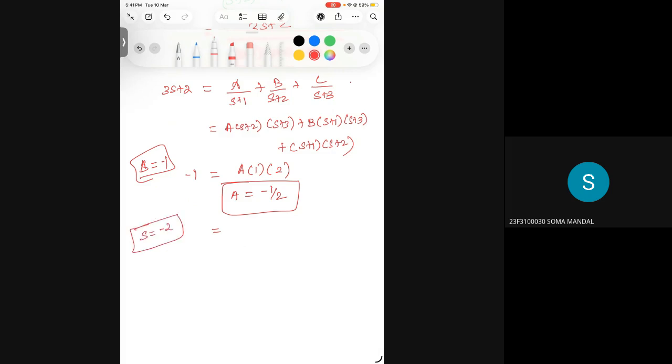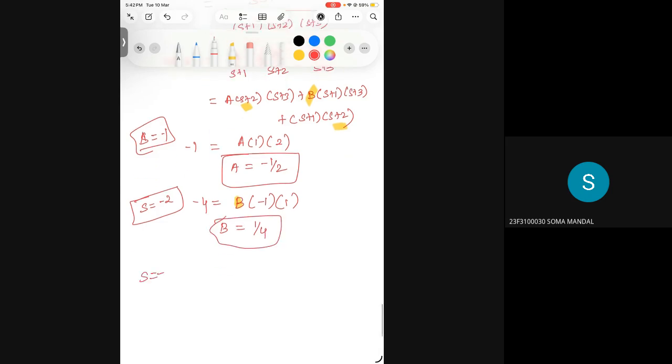Considering s is equal to minus 2. So I want to find b. So if I put minus 2, these both will go to 0. That's why I'm putting s is equal to minus 2. So this will give me b into minus 1 into 1 shall be equal to minus 6 plus 2, minus 4. So b equal to 4.